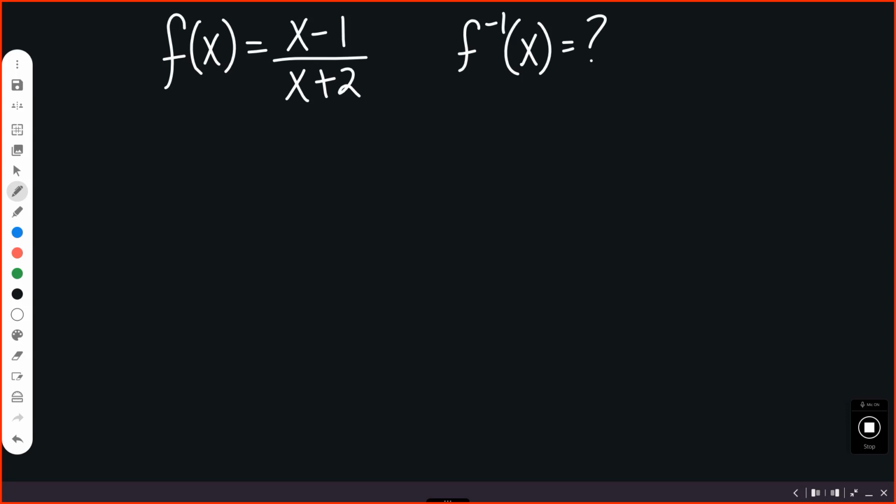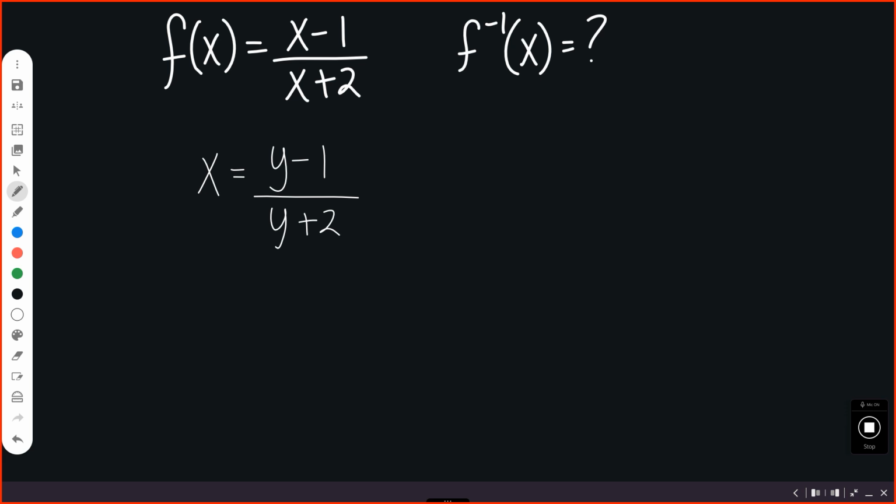Okay, here what they're asking us is to find the inverse algebraically, using algebra. The way we do that is just like we did with the relations: we switch our x and y. So let's do that here. f of x is y. So if this is y, now we're going to make that an x, and then those x's are now y's. So y minus 1 over y plus 2.